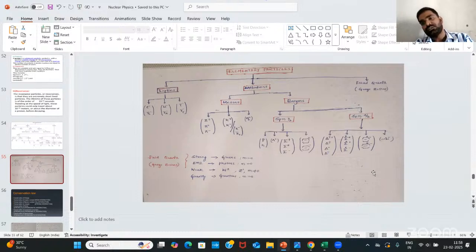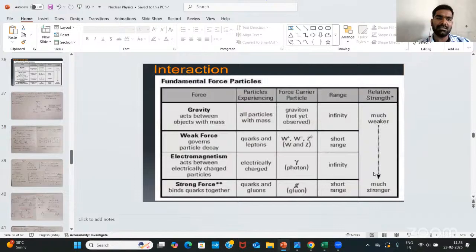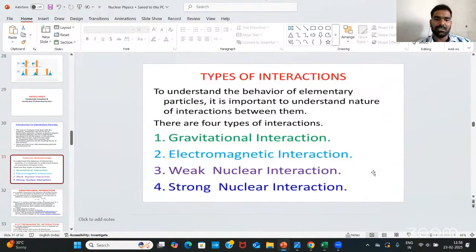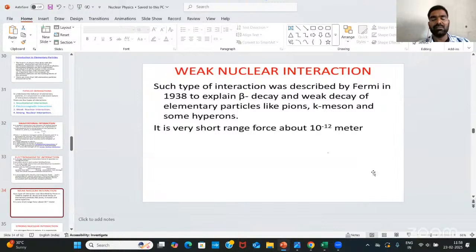Interactions will be strong nuclear interactions in the atom, between nucleons, and these are charge independent. Electromagnetic interactions are between charged particles; these are charge dependent. Gravitational interactions are between two masses. Weak nuclear interactions occur due to beta decay, involving pions, K mesons, and hyperons.